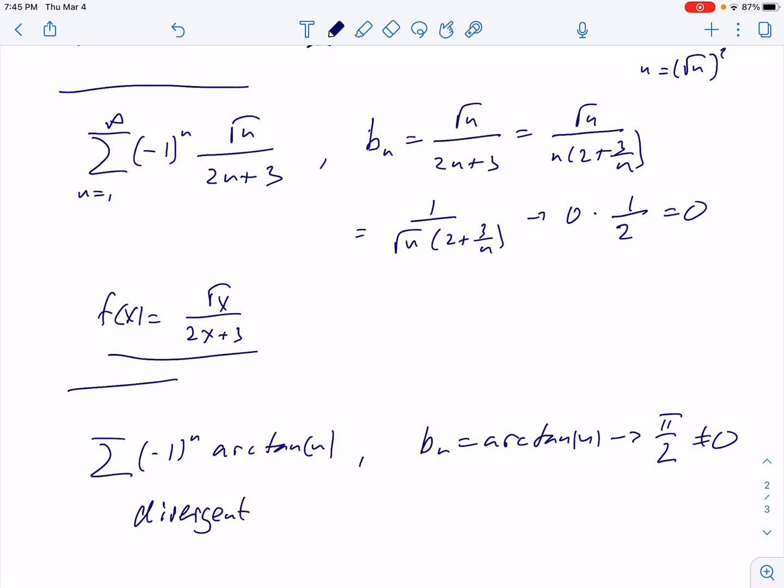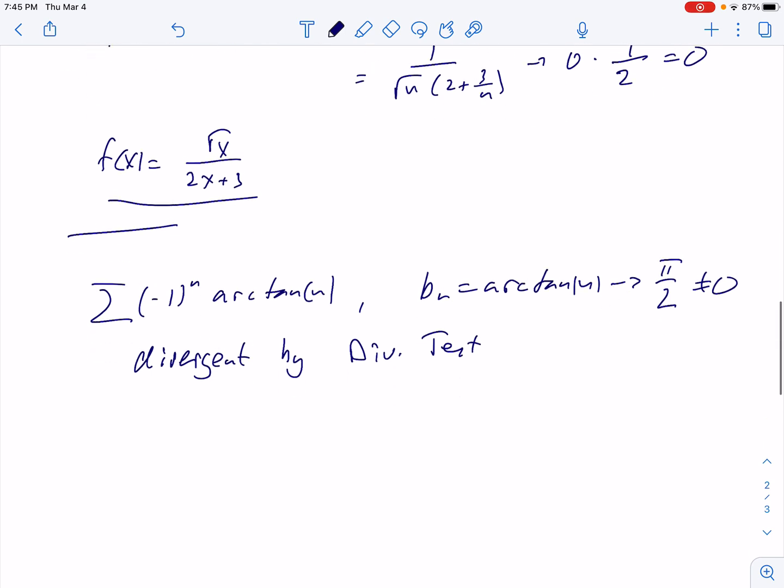Now carefully, it's divergent not because of the alternating series test, it's divergent because of the divergence test. The general term does not approach 0. The general term here, a sub n, is negative 1 power n times arctangent n, and this does not approach 0. It's actually divergent.